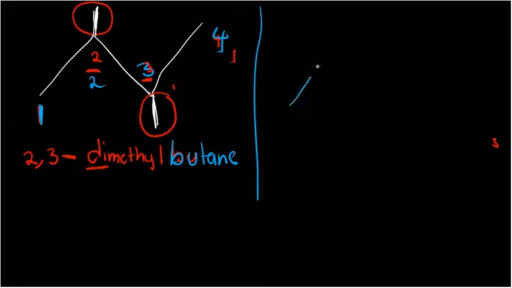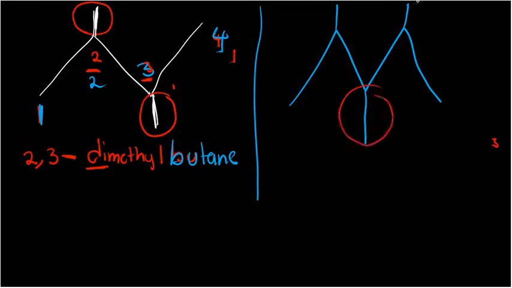How about if I draw like this? I put this, I put it here, I put it here. So how many branches or substituents do we have? We have 1, 2, 3. What are the names of these branches? The name of these branches, all of them, is methyl, on carbon number what and carbon number what.